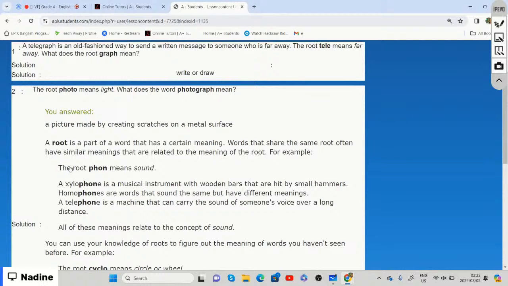So we said a root is a part of a word that has a certain meaning, and words that share the same roots often have similar meanings that are related to the meaning of the root, right?